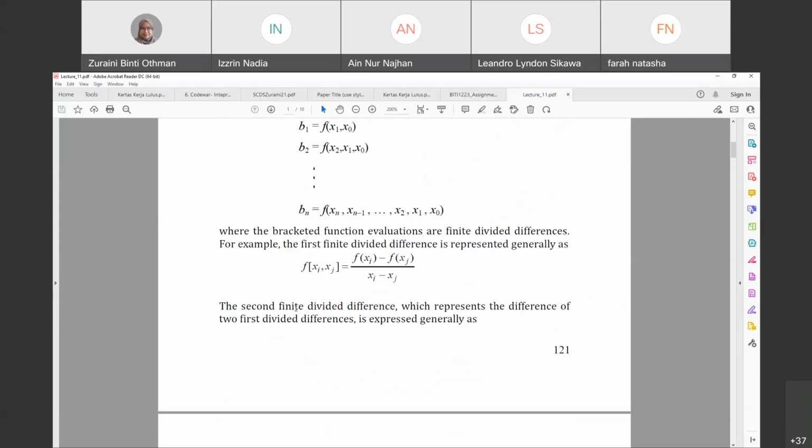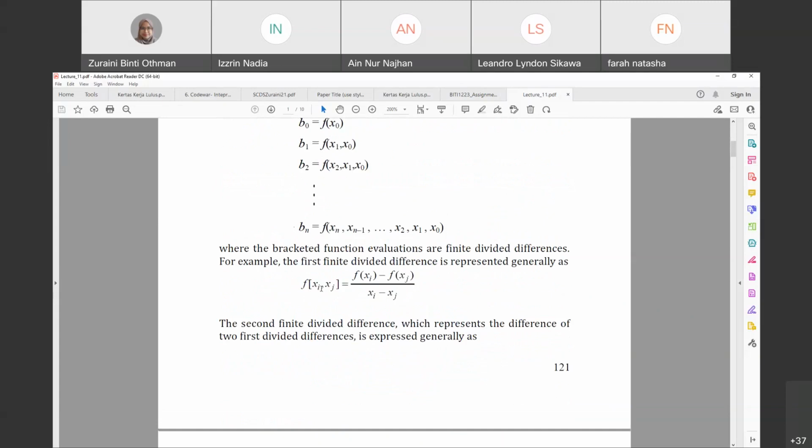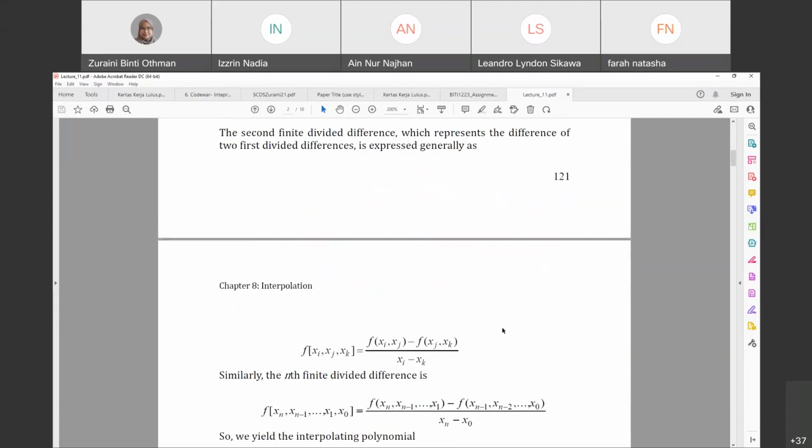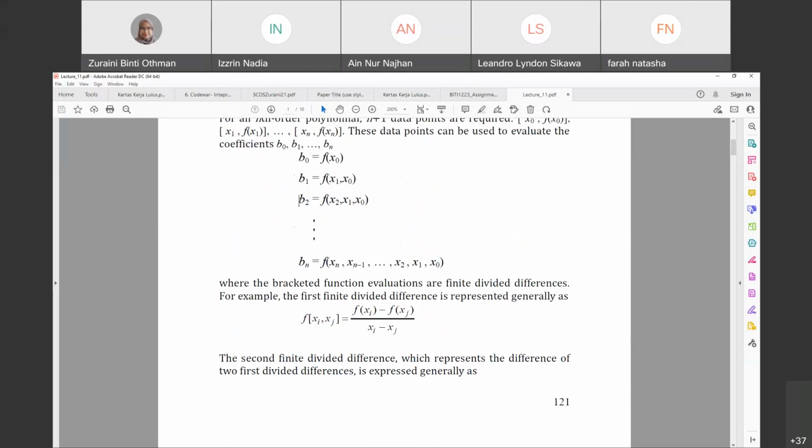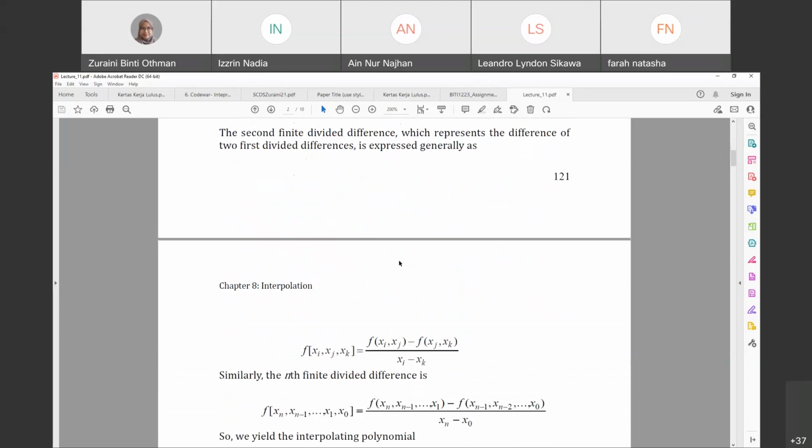And for the second finite divided difference nampak ni B2. Dia represent as what? Dia represent as this. Meaning that, bila kita nak cari second divided difference, which mean kat sini is B2. Bila kita naik ke atas sikit, kita nampak ini ialah B2. Okay, B2 ni nampak tak? Dia involve how many point? 3 point.